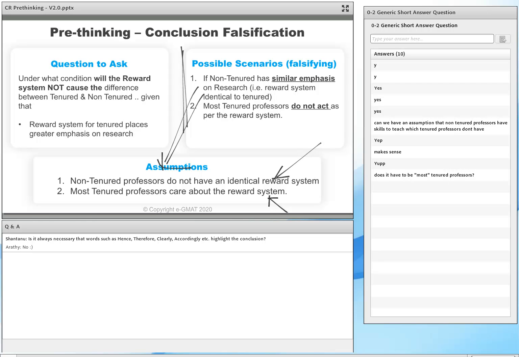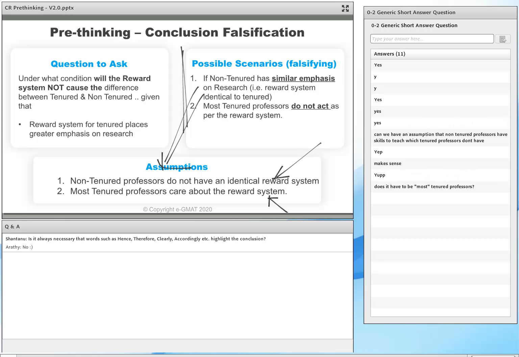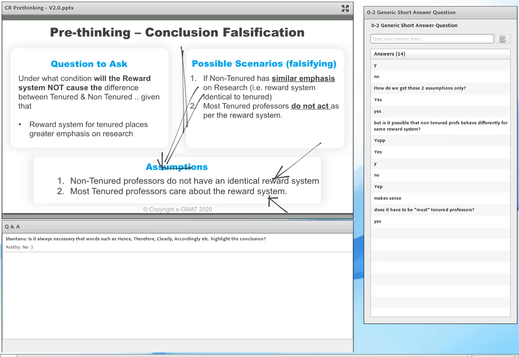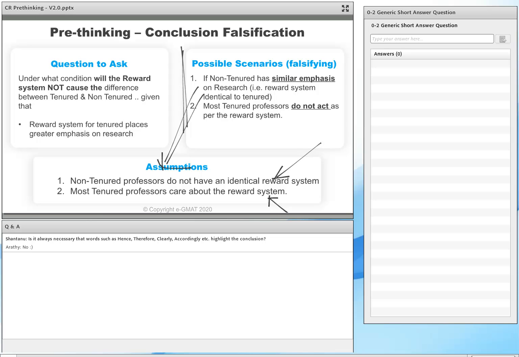Can we have an assumption that non-tenured professors have the skills to teach which tenured professors don't have? Is that a must be true? Is that required? No. In the same way, there are some very confusing statements that I can bring and put that test, but I don't want to because this is a class which has a varying level of skills, and I don't want to get in there because I'll lose half the class. How do we get these two assumptions? There can be more assumptions, but these are two assumptions that come. The thing that I want to make sure that you understand is you pose this question, you understand the argument, and these assumptions will come.